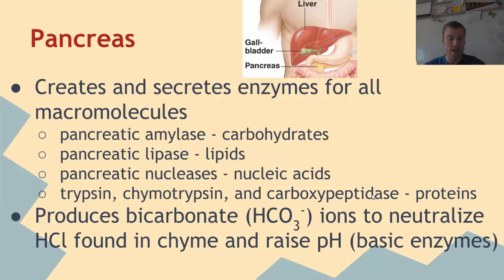It also produces bicarbonate, which is a base, and that is going to neutralize the hydrochloric acid found in the chyme, which then is going to raise the pH. That is important because all those enzymes that the pancreas creates are best functioning in a basic pH. So you want to neutralize the hydrochloric acid and create a basic environment, that way those enzymes will function as best they can, because otherwise, what are they going to do?